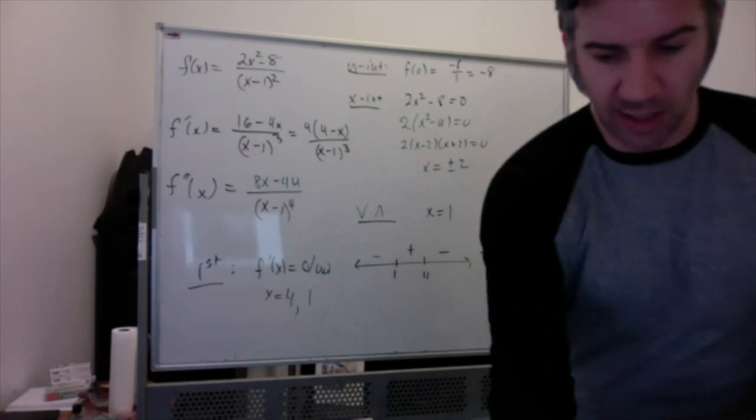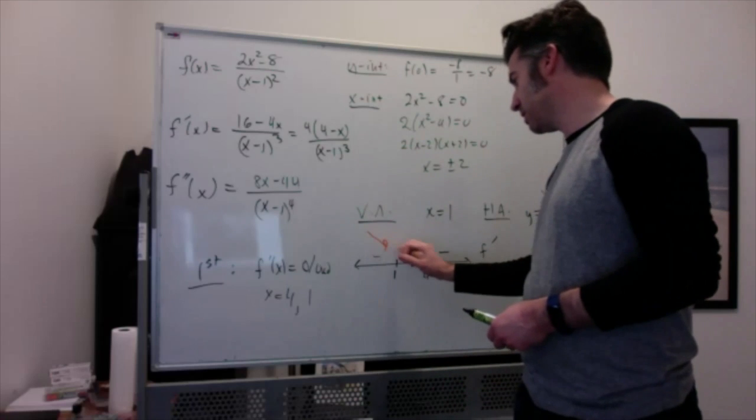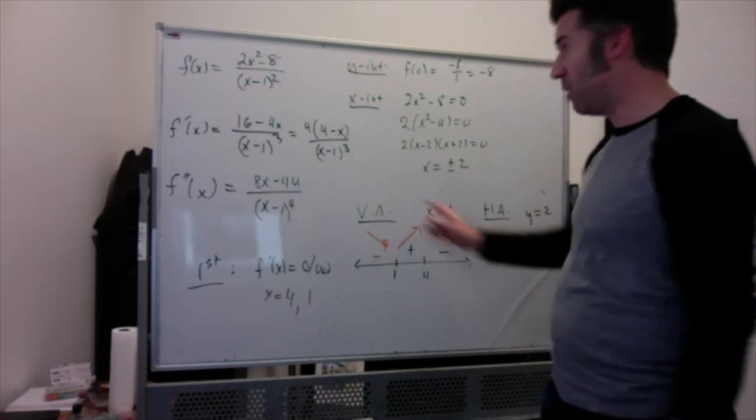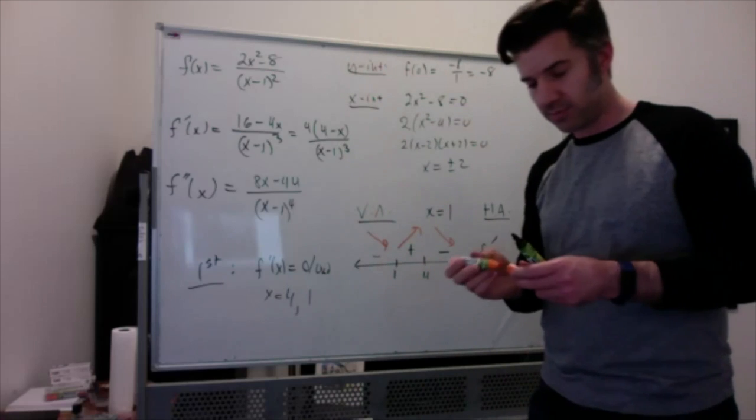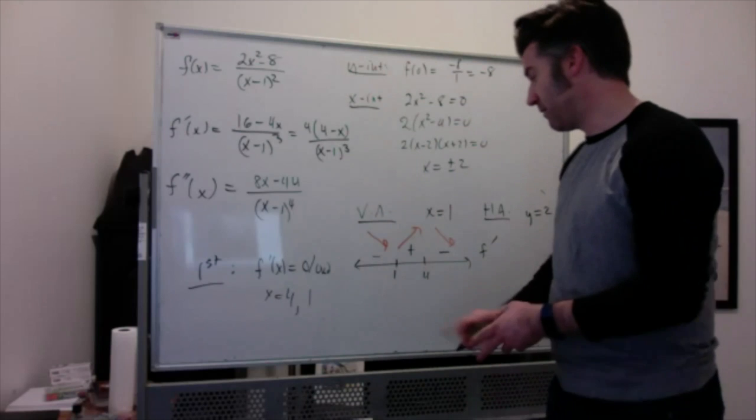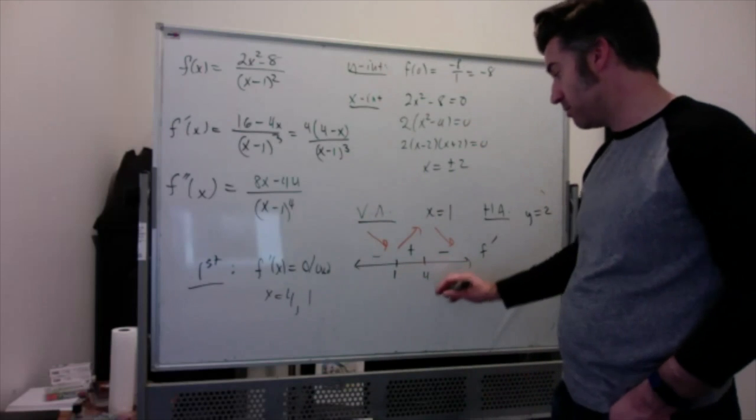So my function is decreasing, increasing, decreasing. Of all the things we have, this is probably the most useful piece of information for graphing the function. Okay, so we have a relative maximum at 4.